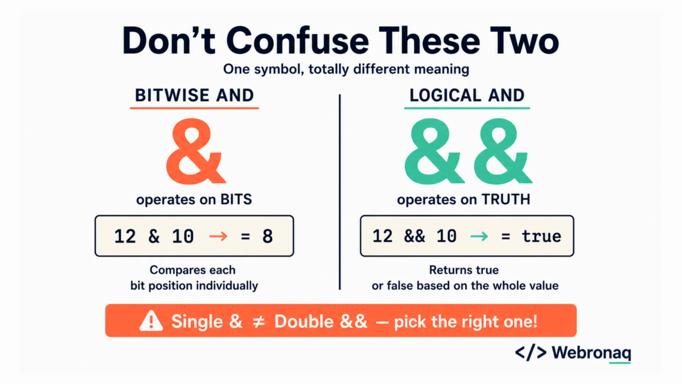Double ampersand operates on truth values. It just asks, are both of these things true, and gives you back true or false. So 12 single ampersand 10 gives you 8, the bitwise result. But 12 double ampersand 10 gives you true, because both numbers are non-zero. Use the wrong one inside an if statement, and your code might still run, but it'll behave in ways you never intended. And these are the kinds of bugs that take hours to find. So always pause for a second and ask yourself, am I working with bits or am I working with conditions? Pick the right operator for the job.